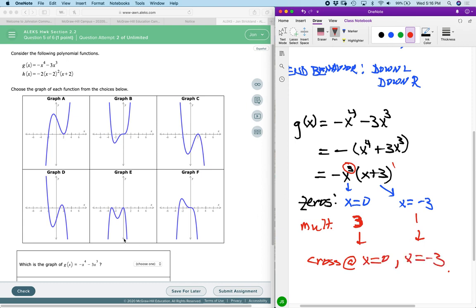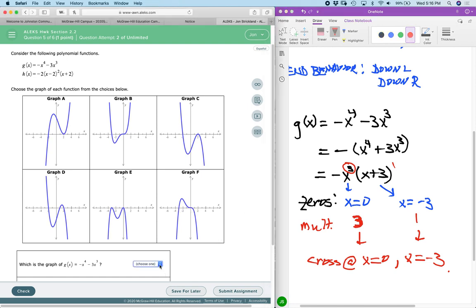So again, we have the end behavior of down to the left, down to the right, and at both 0 and -3 the graph is going to cross. So E is out of the picture, and we have F to be our result. So you have crossing at -3 and also at x equal to 0. So for the first function, the choice is going to be F.